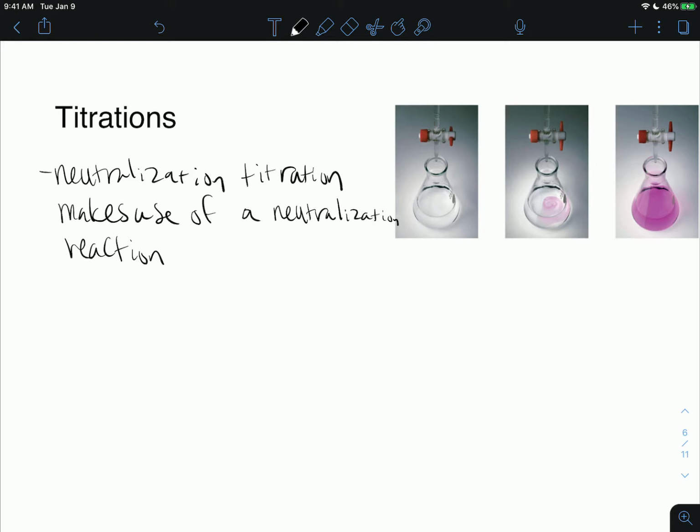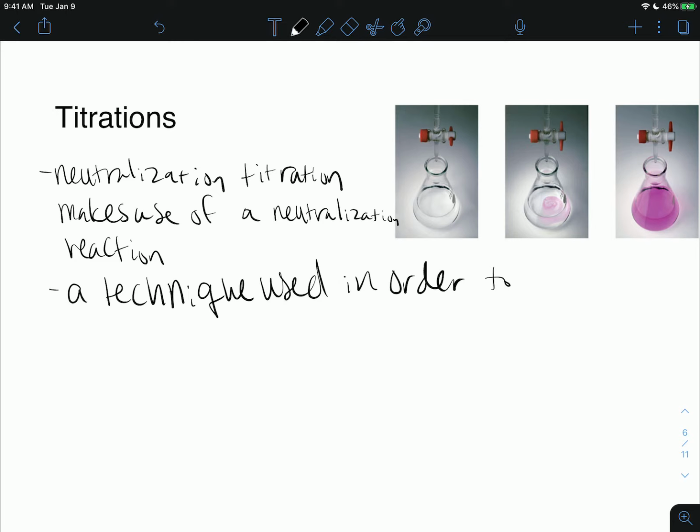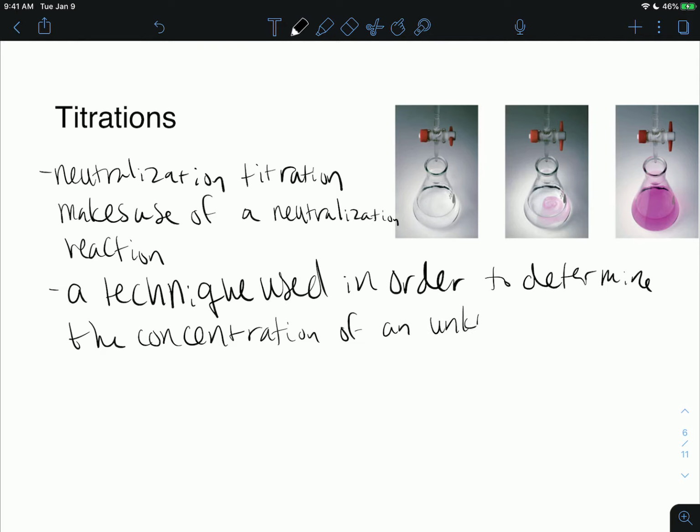It is a technique that's used in order to determine the concentration of a solute using a solution that has a known concentration, or a standard solution, stock solution, something like that. A technique used in order to determine the concentration of an unknown using a solution with a known concentration.